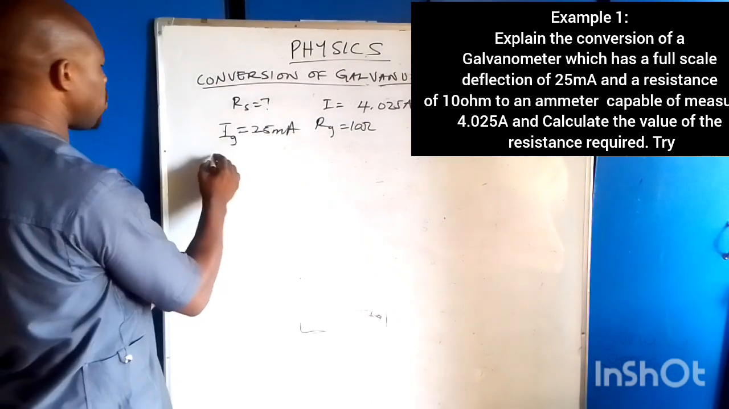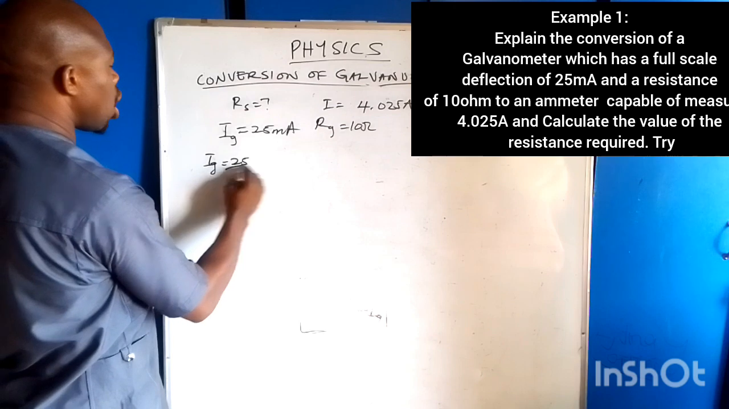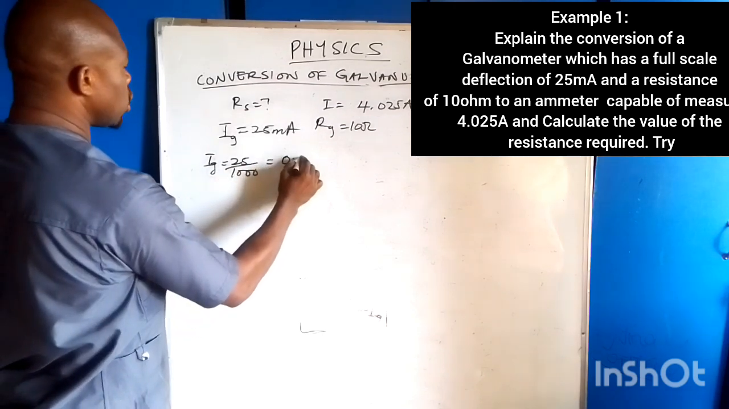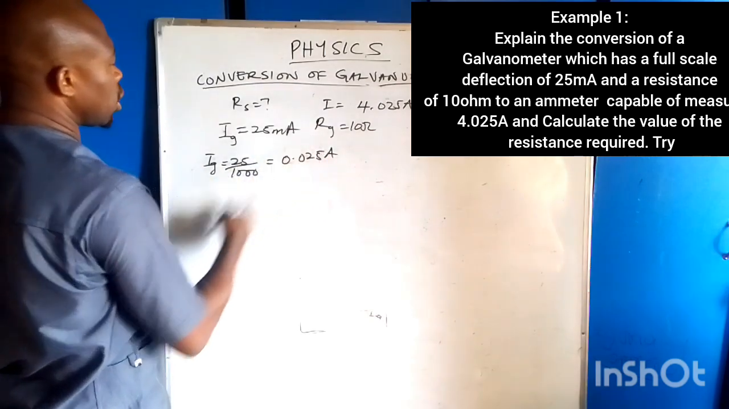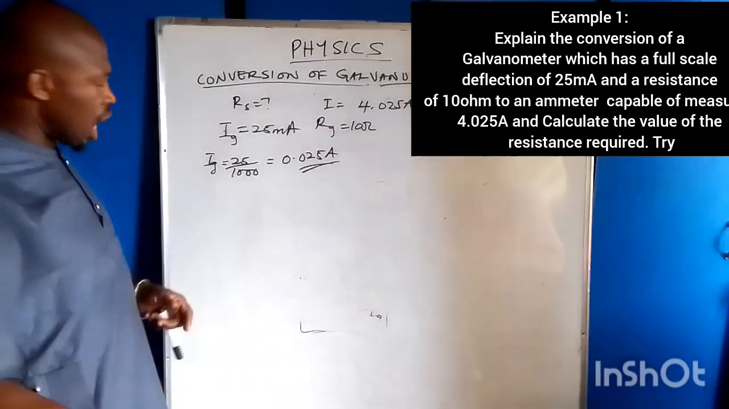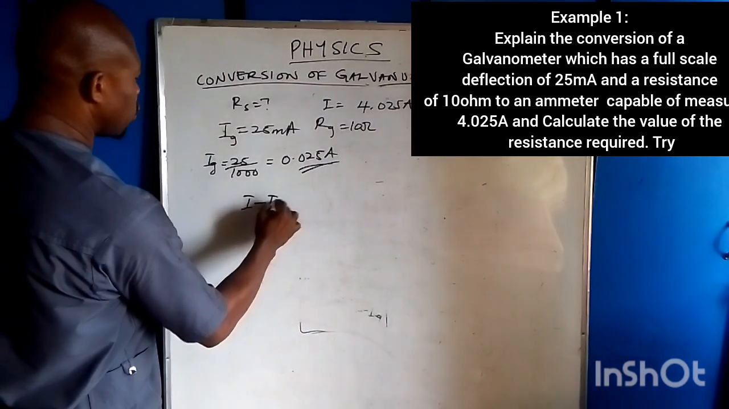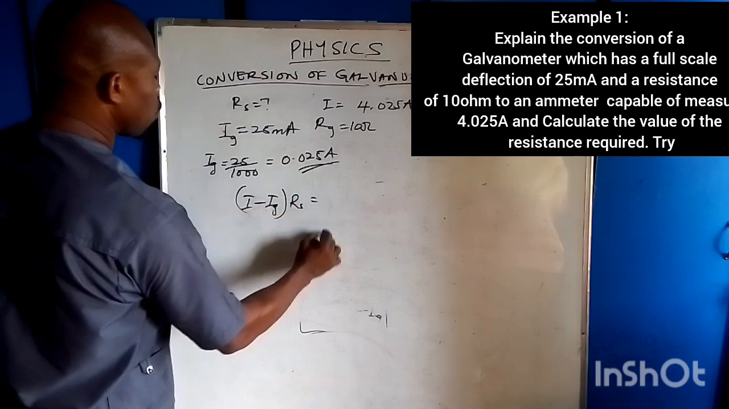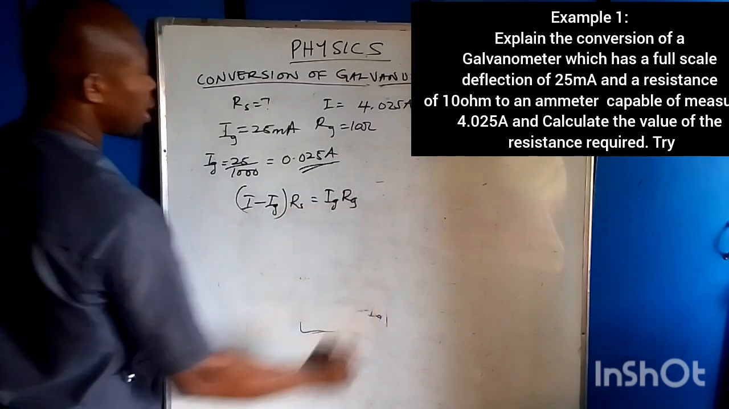So if you convert it to ampere, we now have that IG is equal to 25 all over 1000. And if you do that, we now have 0.025 ampere. Okay, so this is our current through the galvanometer. Now we quote our formula that says I minus IG multiplied by RS is equal to IG multiplied by RG.